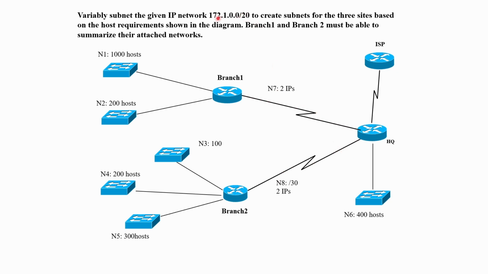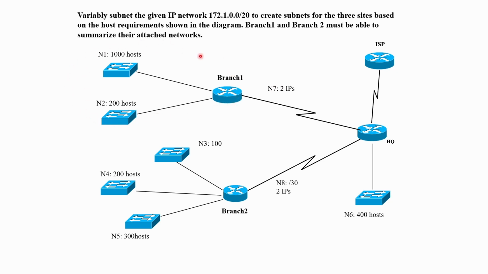Now we're going to use the given network 172.1.0.0/20 to do the VLSM subnetting, create variable size of subnetworks for those networks. We will be doing the subnetting on a per site basis.